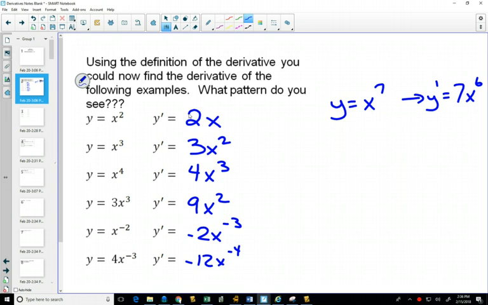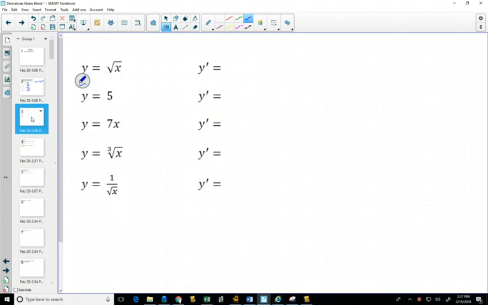Did that work with this one with the 3 out in front? Yes, because when that 3 came out in front, it multiplied by that other 3 and became a 9. Does it work with other more complicated ones? What could I do with the square root of x? Could I make that into an exponent? Does it work? Yes, it does.